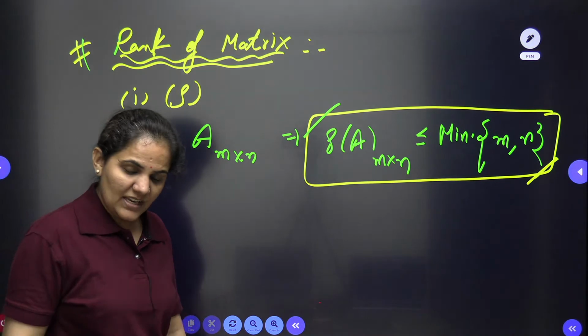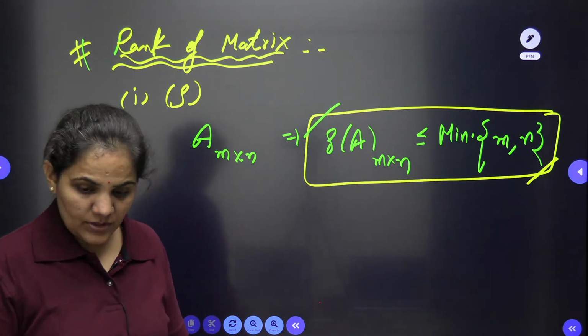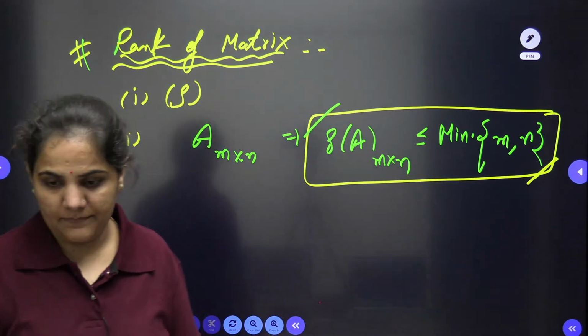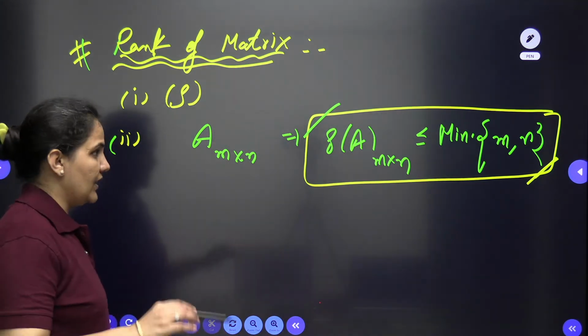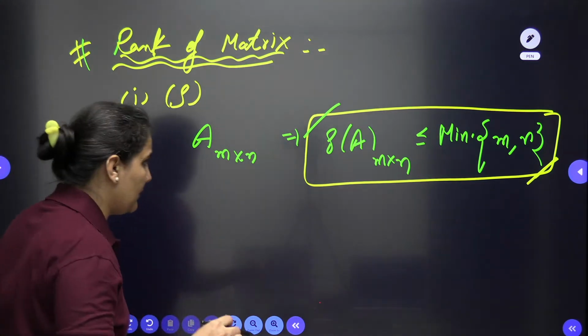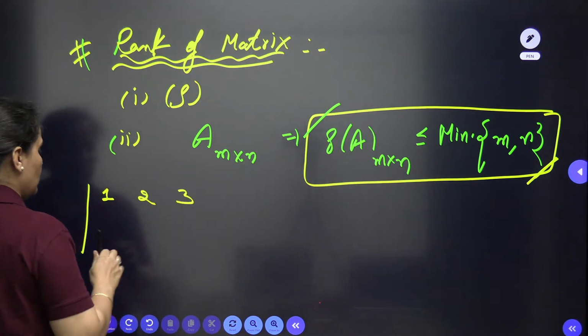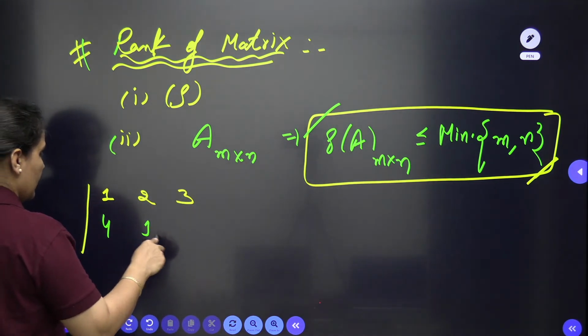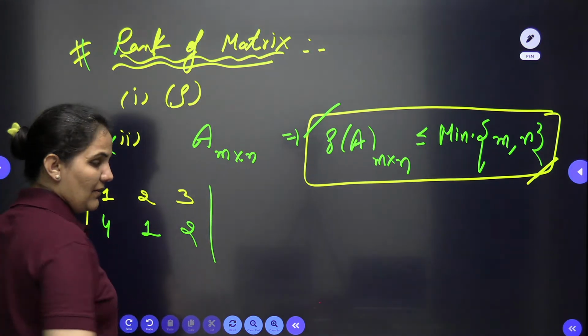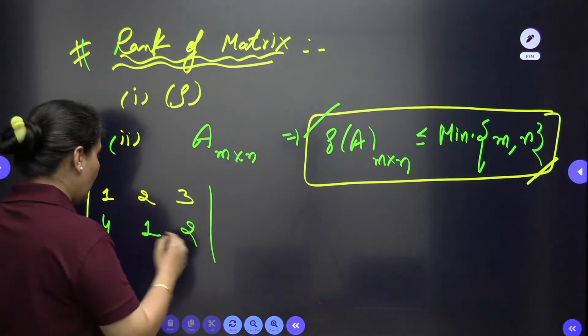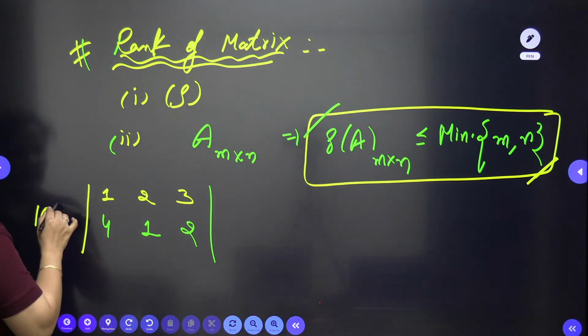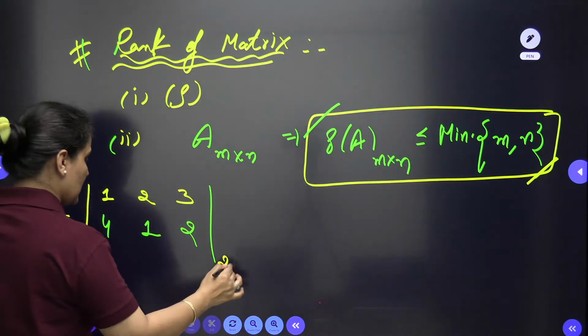Rank of any matrix A is less than or equal to the minimum of m, n. Now try to understand what is the meaning of minimum of m, n. I am giving one example here, beta. Suppose I am having a matrix 1, 2, 3, 4, 1, 2. What is the order of this one? You can see we are having 2 rows and 3 columns.